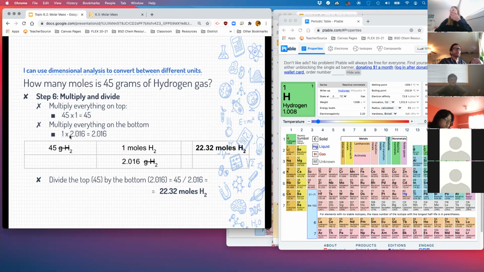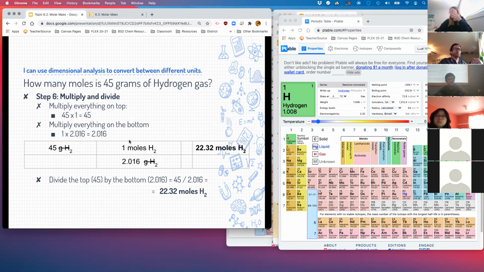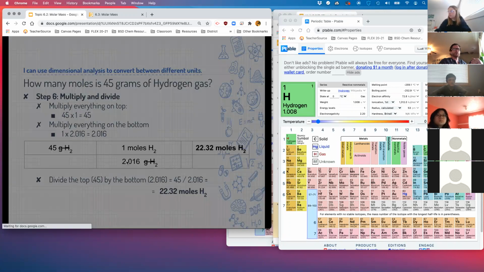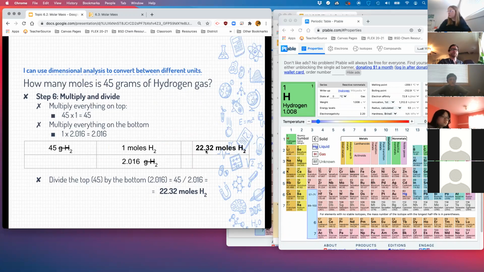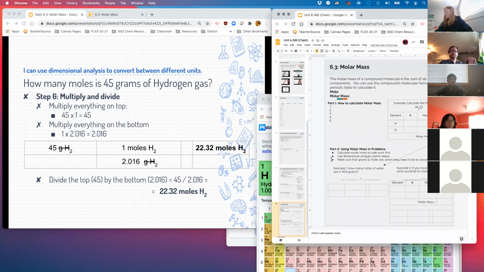The last step I do is I multiply everything on the top. 45 times 1 is 45, divided by 2.016 is equal to 22.32 moles of H2. Okay, cool. Now let's go ahead and do a couple example problems together in our interactive notebook.